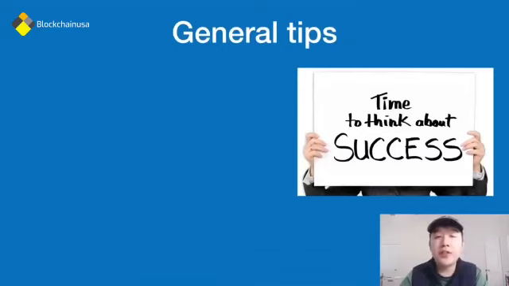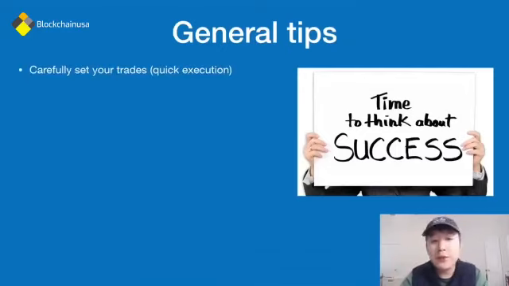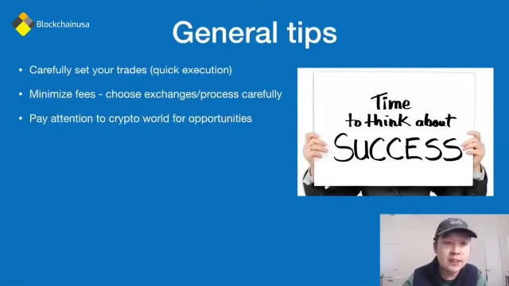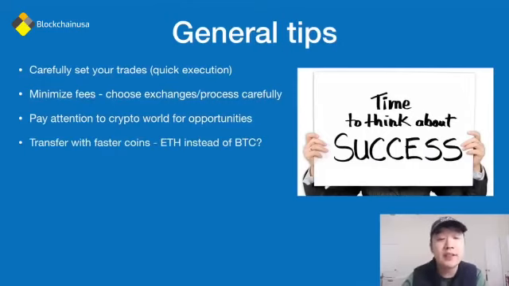So what about some general tips to have in mind when you're attempting arbitrage? Well, carefully set your trades, of course, and make sure it quickly executes. Minimize fees by choosing the right exchanges and processes. Pay attention to the crypto world for news and other potential opportunities. Have your ears to the ground listening. Transfer with faster coins perhaps, if you need to transfer, like maybe do it with Ethereum instead of Bitcoin, or whichever ones have less network congestion at the time.